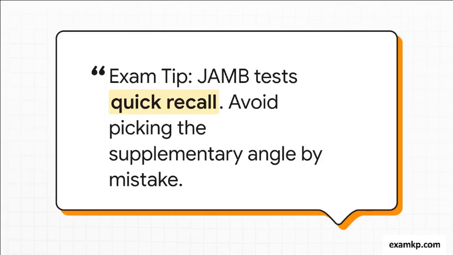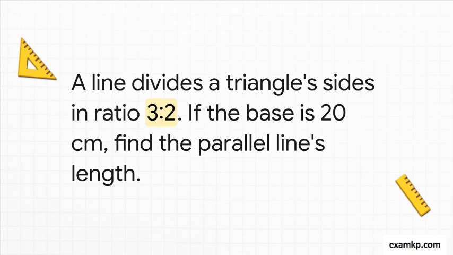And this is really key for JAMB questions. They are all about speed and accuracy. They want to know if you can recall that rule in a split second. And just like before, they are definitely going to throw that supplementary angle in there, in this case 110 degrees, just to see if you fall for the trap. Don't do it.